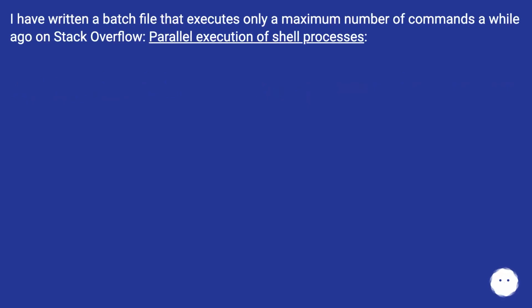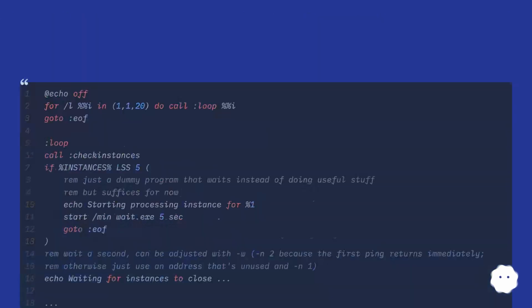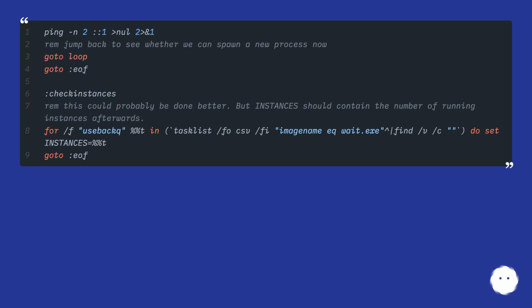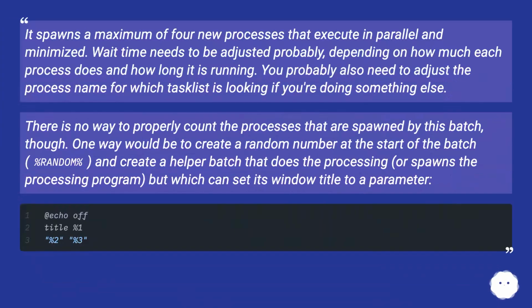I have written a batch file that executes only a maximum number of commands a while ago on Stack Overflow, parallel execution of shell processes. It spawns a maximum of 4 new processes that execute in parallel and minimized. Wait time needs to be adjusted probably, depending on how much each process does and how long it is running. You probably also need to adjust the process name for which tasklist is looking if you're doing something else.